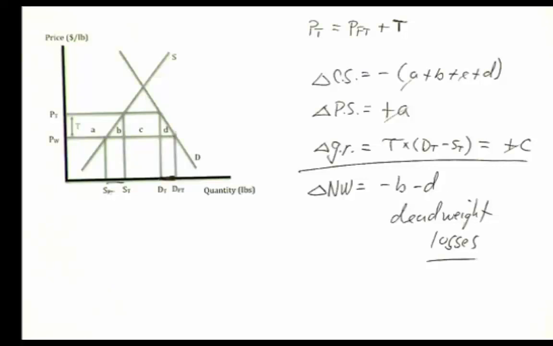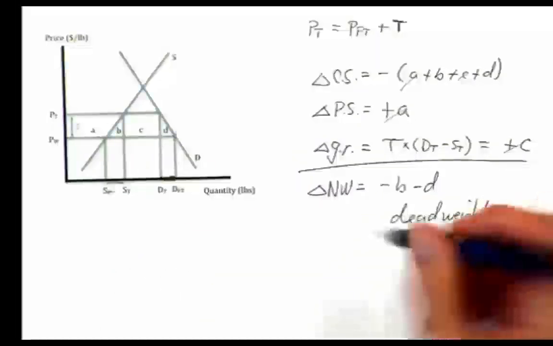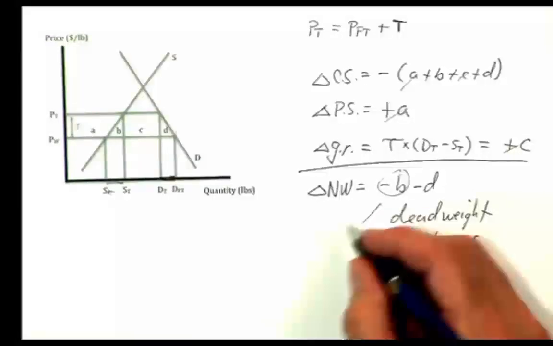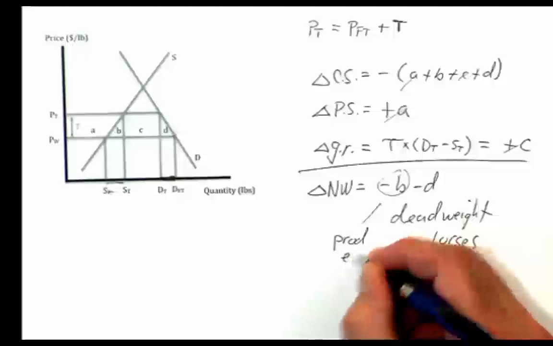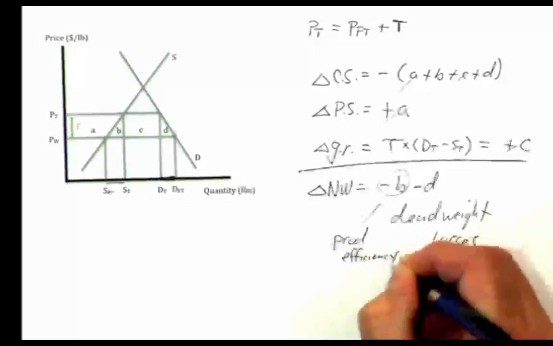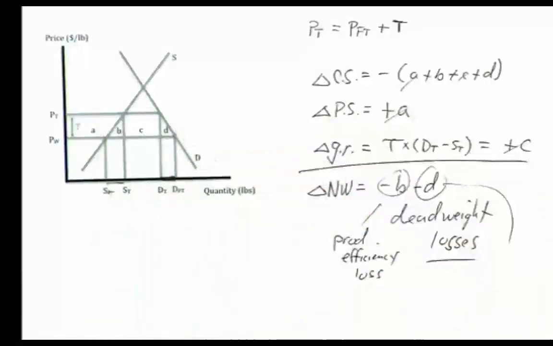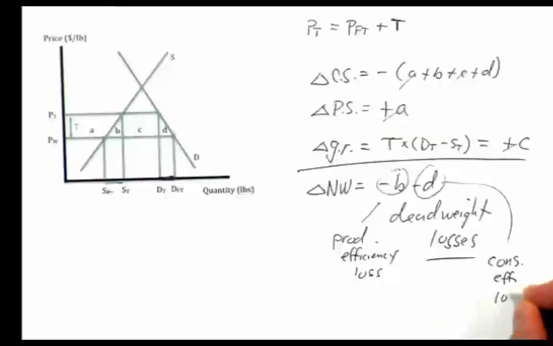Now, I want to highlight and kind of allude to some similarities. We sometimes call area B a production efficiency loss. And we sometimes call area D, which is the little triangle that shows up next to the demand curve, a consumption efficiency loss. And we put the two together, they're called deadweight losses, but they're the total efficiency losses that are arising because of the tariff being put into place.